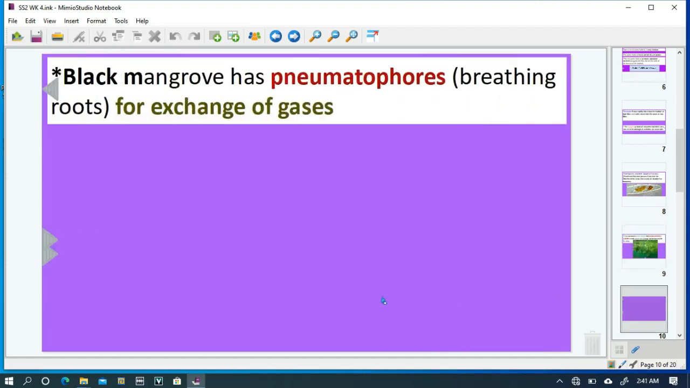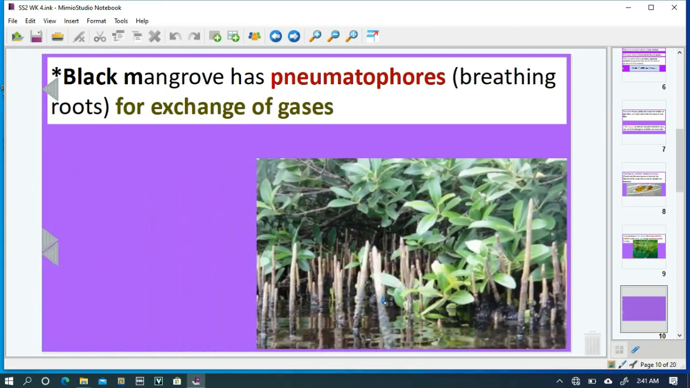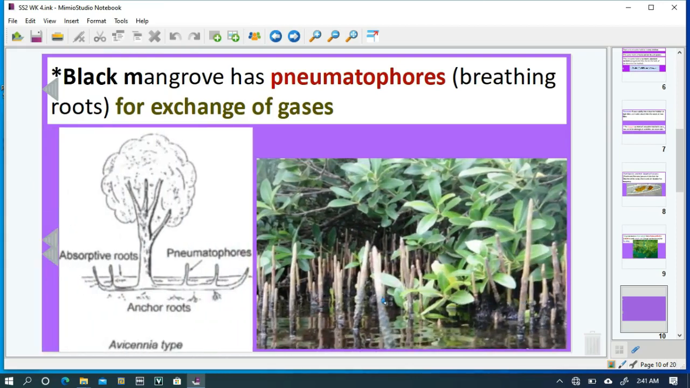Black mangrove has pneumatophores, also referred to as breathing roots, for gaseous exchange. See, this is a black mangrove plant. Look at the breathing roots, also referred to as pneumatophores, that aid the process of gaseous exchange so as to sustain the life of the mangrove as it continues to thrive in salt water.